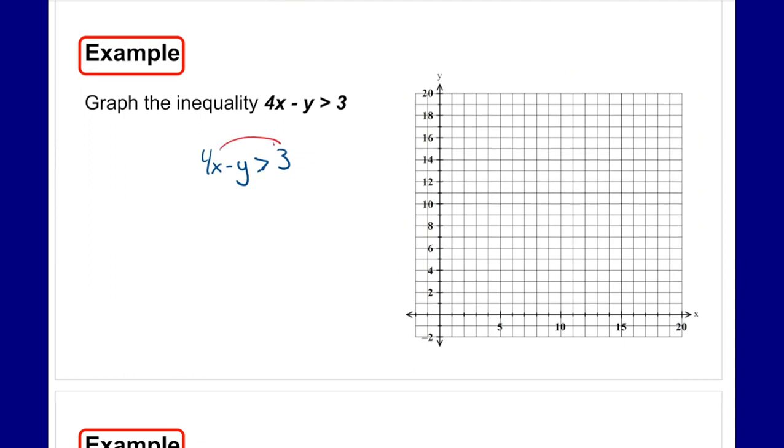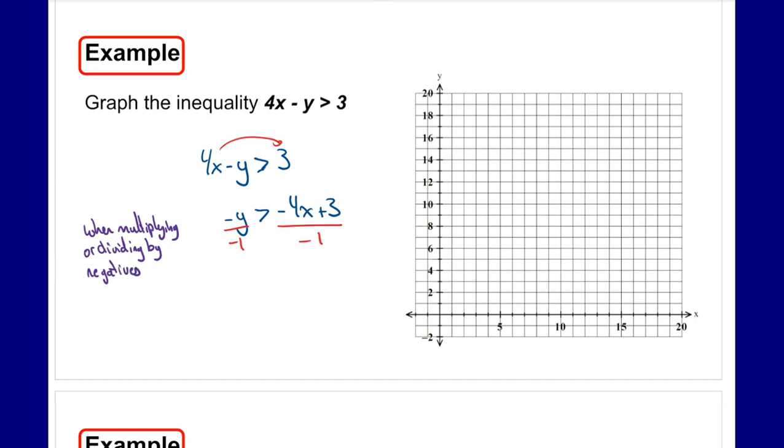I'm going to move the 4x over, so I get negative y is greater than negative 4x plus 3. I want to get y by itself, so I have to divide by -1 on both sides. And now here's a small little complexity, I guess you could say. When multiplying or dividing by negatives, the inequality switches.